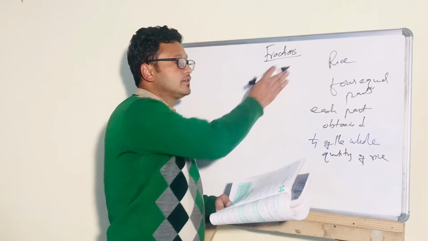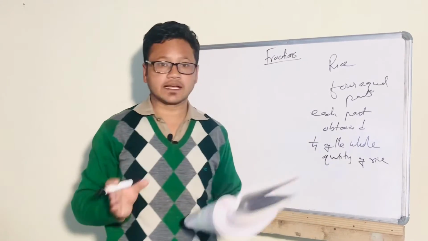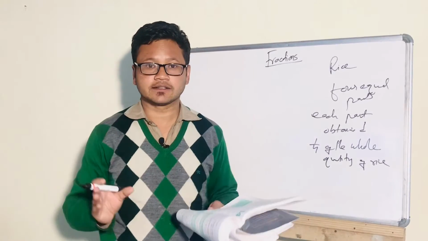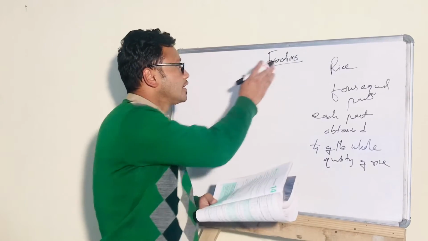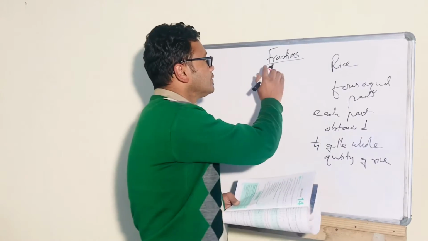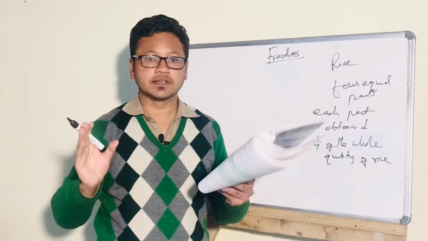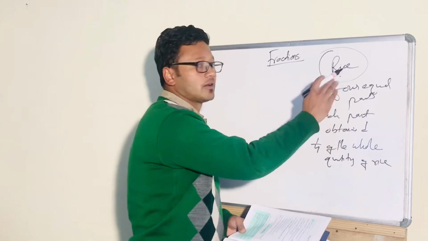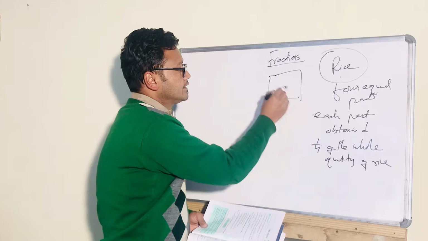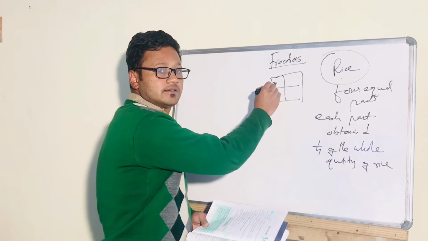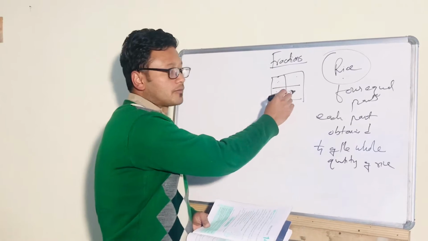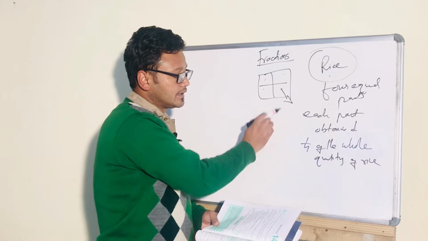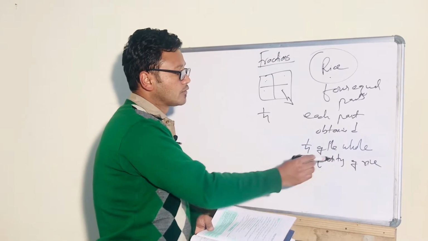Whenever we are talking about fractions, it starts from class 3 or 4 and above. So when students reach class 3 or 4, they have to study fractions. I want to give you the example of the rice. If the rice is divided into four equal parts: first part, second part, third part and fourth part. Each part so obtained is one fourth of the whole quantity of rice.